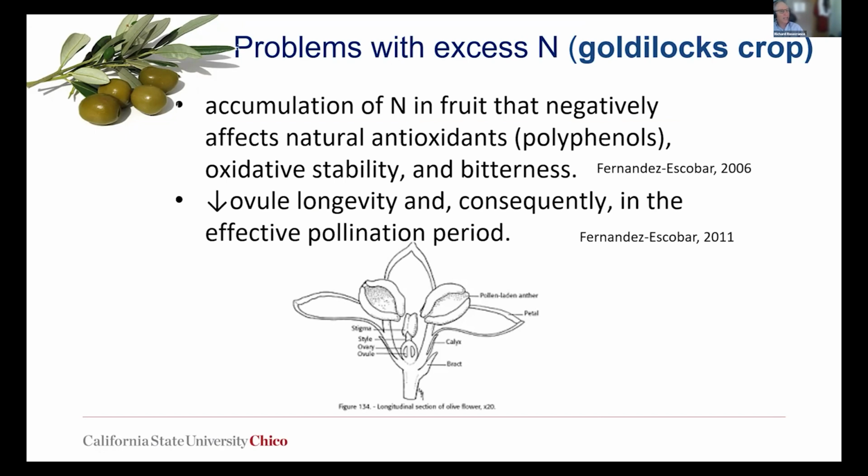Another thing, though, is that high levels or excess nitrogen decreases the ovule longevity and consequently the effective pollination period. So here we have an olive fruit. Here's the ovule right down there. High levels of nitrogen make that ovule less receptive. It cannot stay alive as long. So the period that the flower is receptive to pollen and can be fertilized is less. You get less fruit set, you get less yield. So there are a lot of reasons why we need to be very careful about not over-fertilizing with nitrogen.